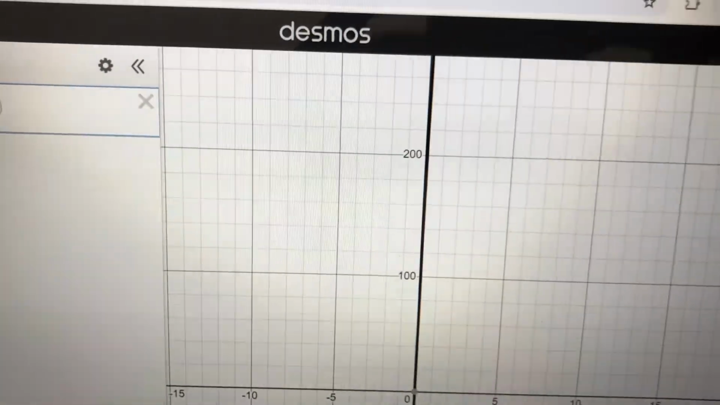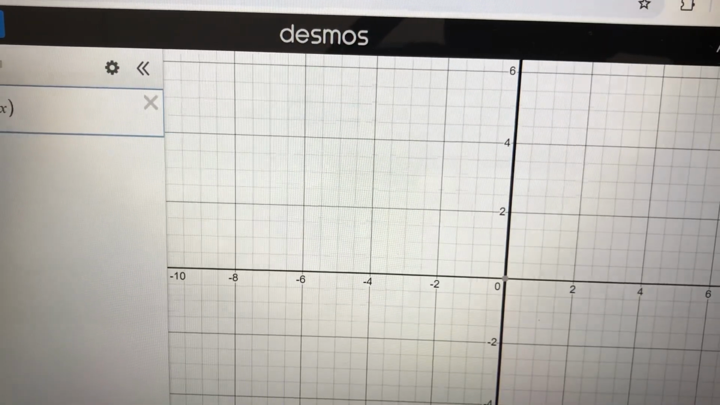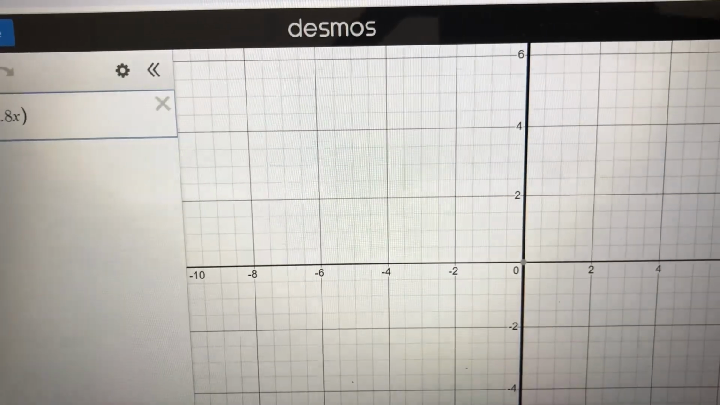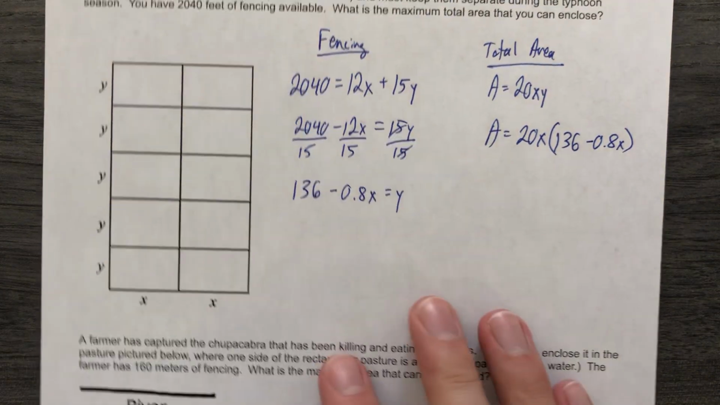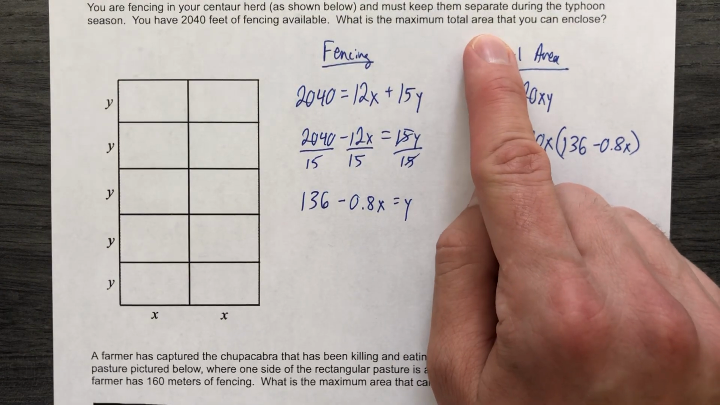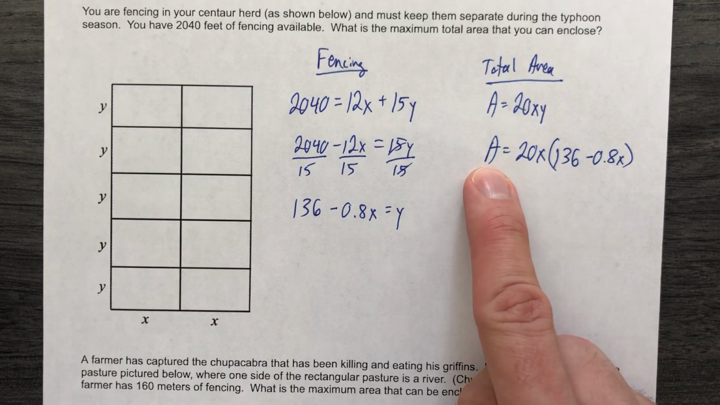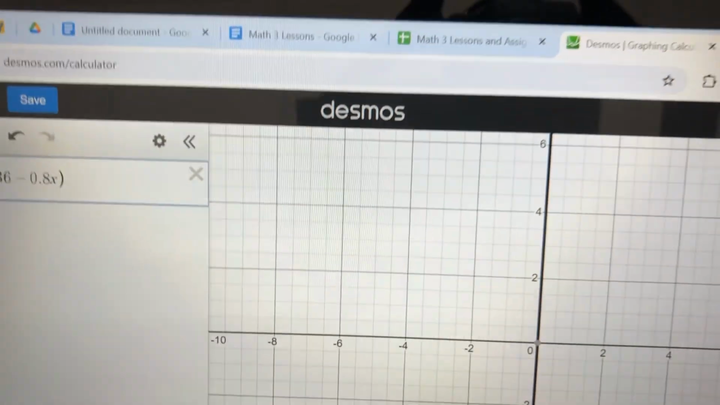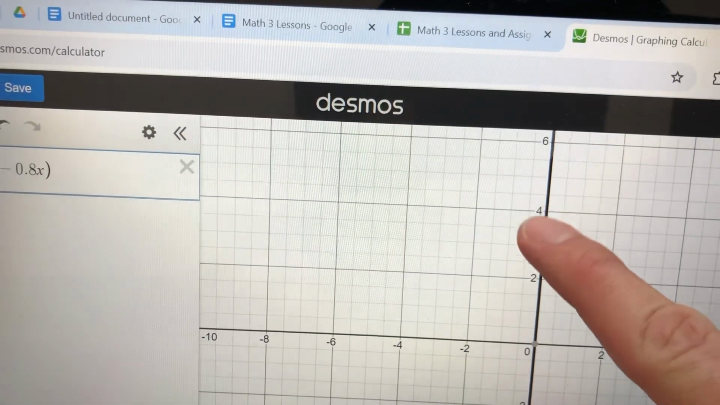And I want to see the vertex of this thing, looking for the maximum. Okay, keep in mind what they're asking. What is the maximum total area you can enclose? That is an output value. So we're looking for the y value of our vertex.